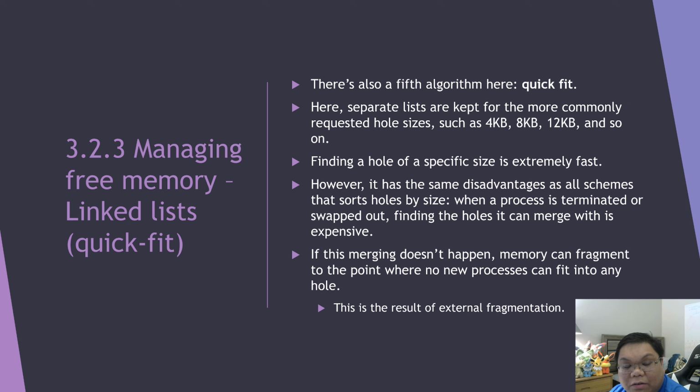When a process is terminated or swapped out, finding the holes it can merge with can become expensive. If merging does not happen, then we end up with memory fragmenting into smaller and smaller pieces, to the point where no new processes can fit into any hole. And that's external fragmentation. So remember, one of our rules was to merge adjacent holes. If we don't do that, we get external fragmentation. So we want to be able to merge our holes so that when we need to allocate space for a process, we have a sufficiently sized hole for it.